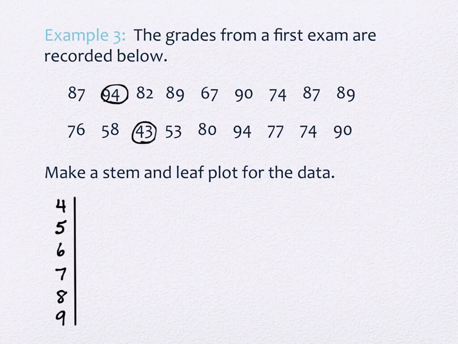For example, 87 is going to go on the row that the 8 is on, because it's 87, and we're going to put a 7 on the right-hand side. That's 87. 76, same thing, a 6 after the 7. And I'm going to mark them off as I go.